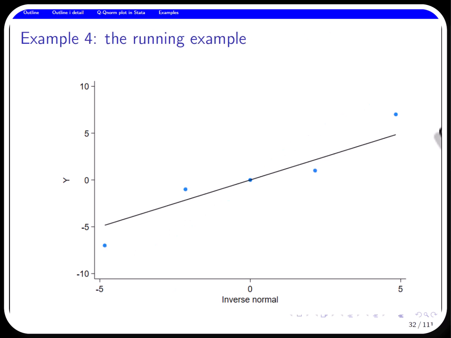The last example is a running example in the part 2 video. It has too few points. It looks like the points roughly fall along the reference line. It can be assumed to be normally distributed.